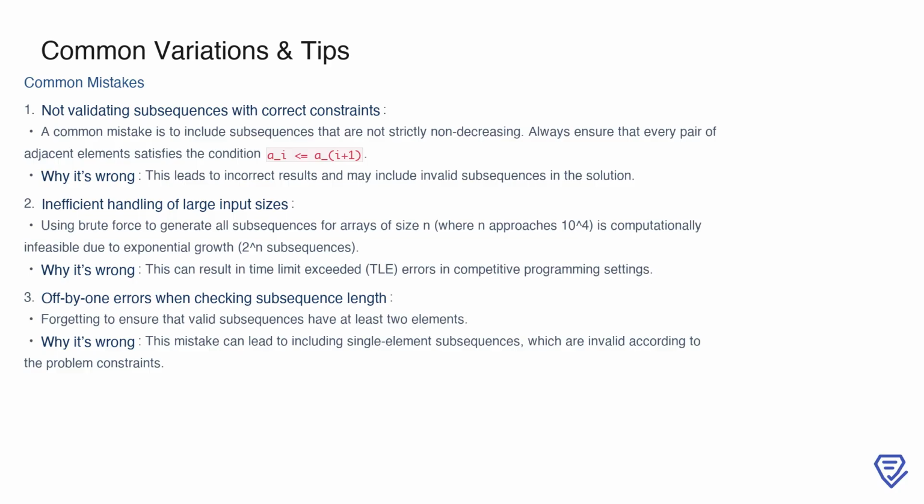First, not validating subsequences with the correct constraints can lead to errors. Specifically, you need to ensure that every pair of adjacent elements in your subsequences satisfies the condition that the value at index i is less than or equal to the value at index i plus 1. Failing to enforce this will generate invalid subsequences and produce incorrect results.